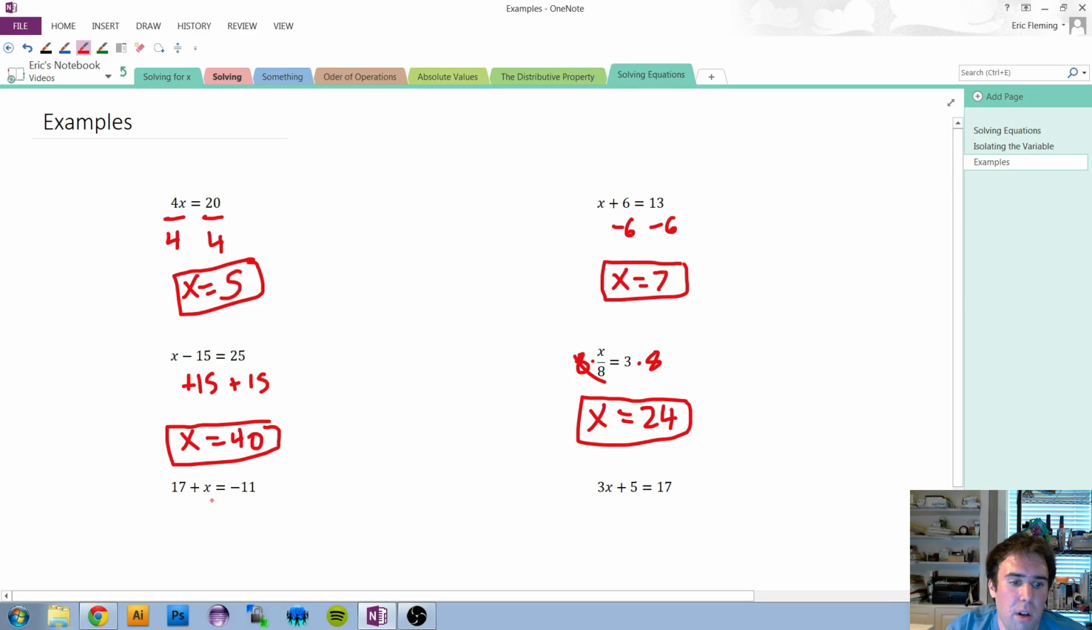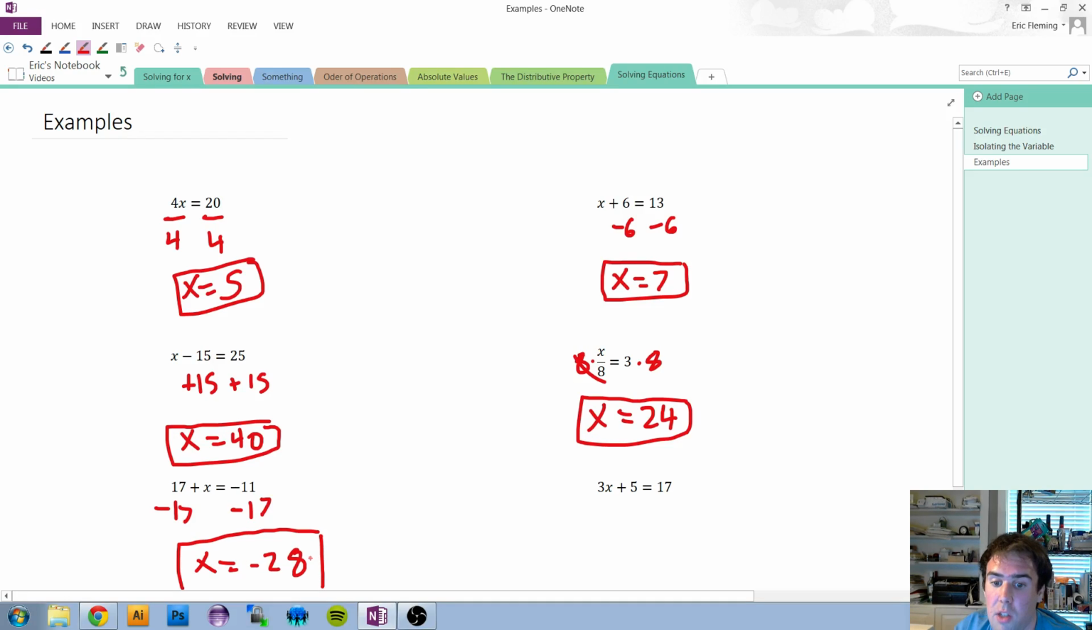Now over here, it's plus x, but I don't want to undo the x. I want to find out what the x is. But that 17 is still positive in front. So I've got essentially a plus 17 right here. So I can take away 17. And now I've got a negative minus a 17. That's going to get more negative. I think I've lost negative 28 total.